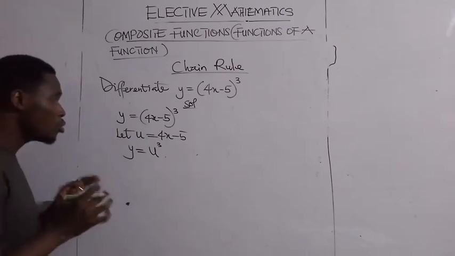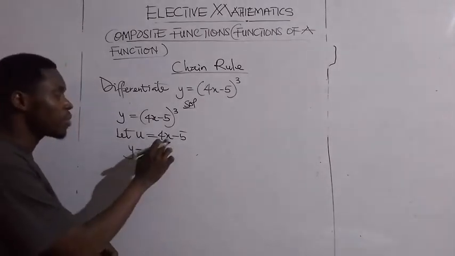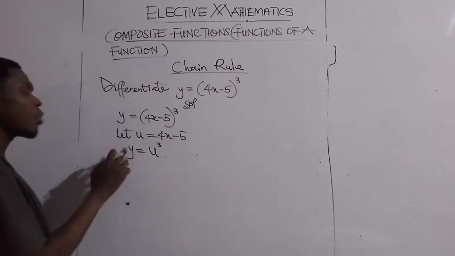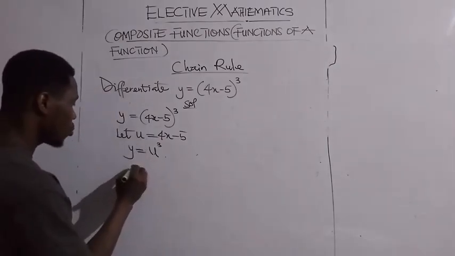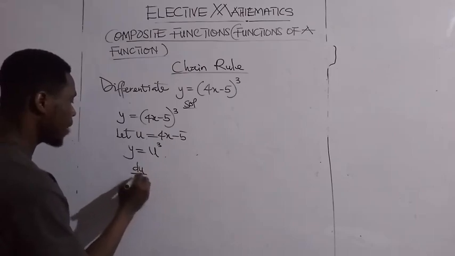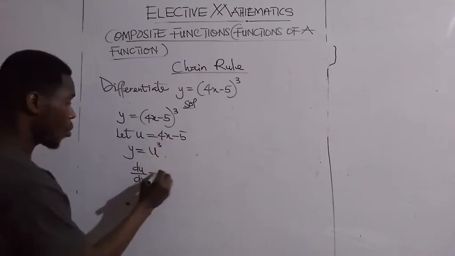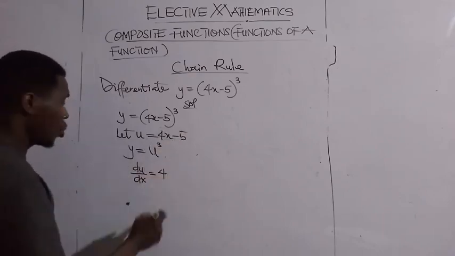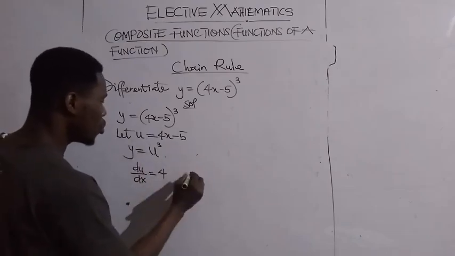Now what are we going to do now? We are going to differentiate u with respect to x, and also differentiate y with respect to u. So let's differentiate this. We have du over dx, giving us 4 here. Then I will differentiate y. When you differentiate y with respect to u, we have what?